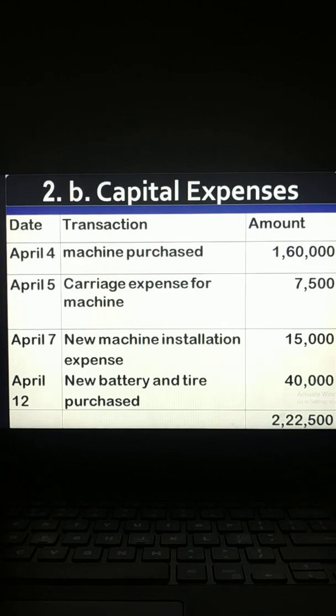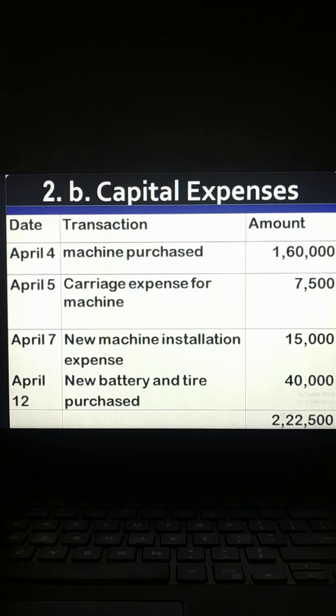Now, capital expenses. We have also discussed this. Capital expense means the benefit of this type of expense will be enjoyed for the long term, and this type of expense does not occur regularly in the business. Generally, asset purchases are capital expenses. Look at our math: April 4, machine purchase. A machine will not be purchased every day, every month, every year. Rarely will the business organization purchase a machine. So it is a capital expense.